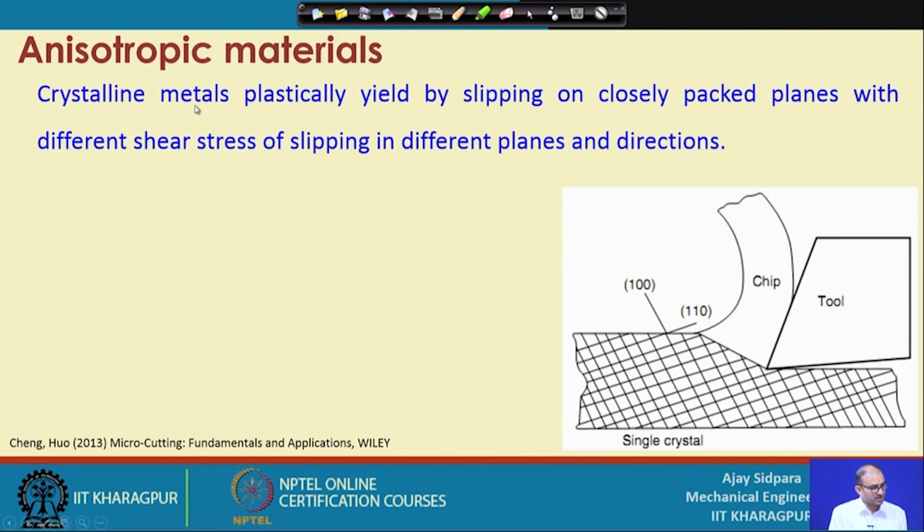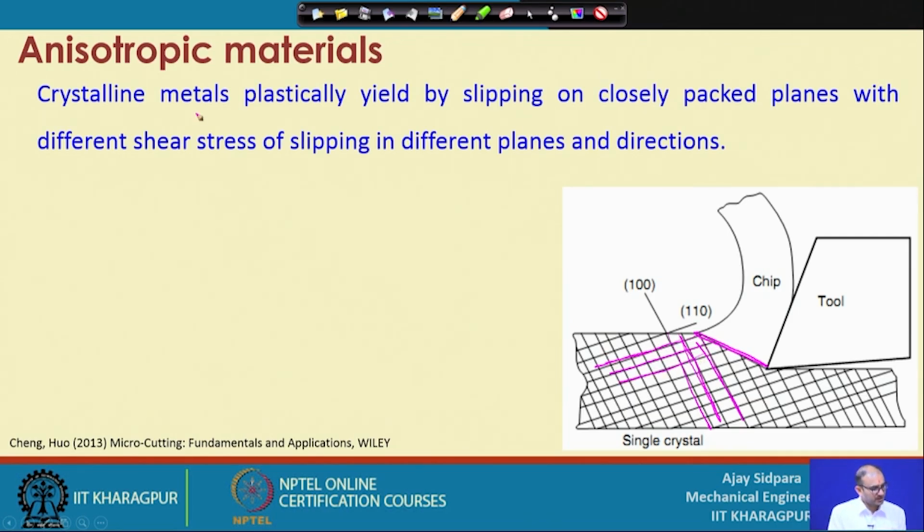So, in crystalline material, what happens? It yields plastically by slipping on closely packed planes, with different shear stress for slipping on different planes and directions. This is our shear plane angle, and these are the different planes. This is a plane and this is also a plane.